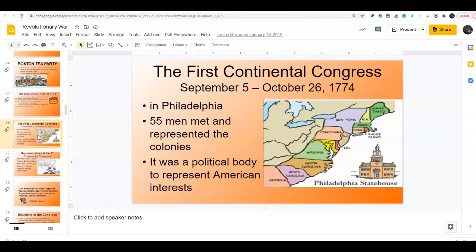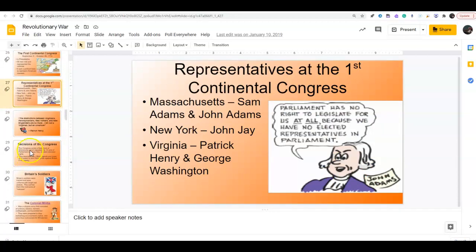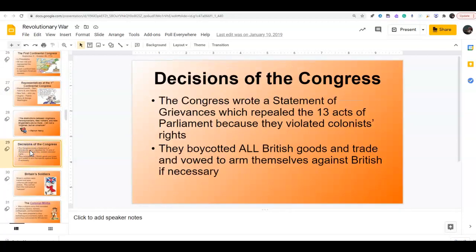Now, this is our first real political body that represents our interests. Lots of great people are in there. You got Sam Adams, John Jay, Patrick Henry, George Washington. Lots of important people. What the Congress does is they issue a statement of grievances. Those are things that we think the Parliament, that's the British lawmaking body, is doing that are violating our rights. So they do that, and then they issue a statement saying they're going to boycott all British goods.